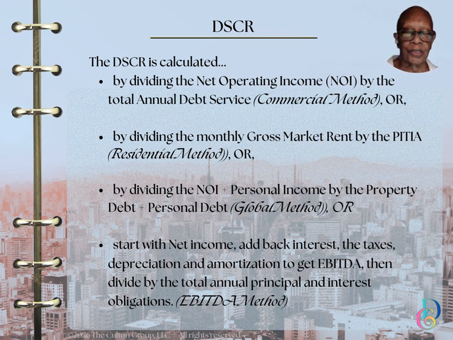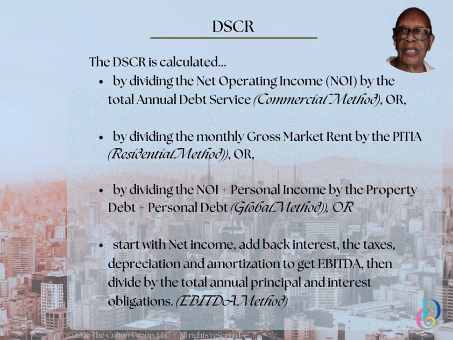Okay, to get this started, let's look at how DSCR is calculated. The DSCR is calculated by dividing the net operating income, the NOI, by the total annual debt service. This is the commercial method. Or by dividing the monthly gross market rent by the PITIA. This is the residential method.